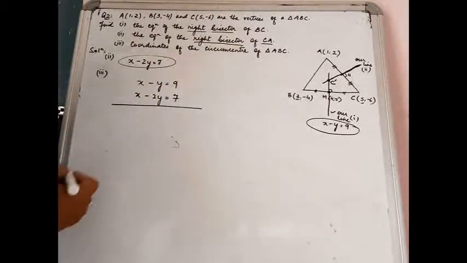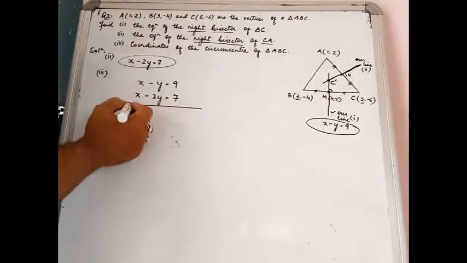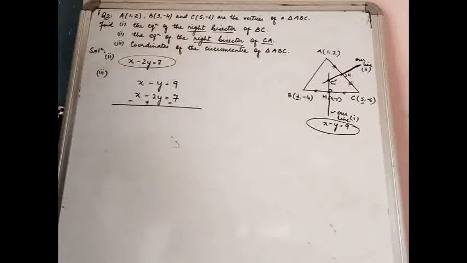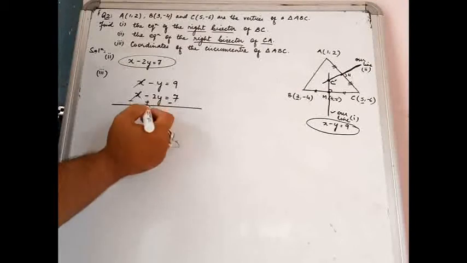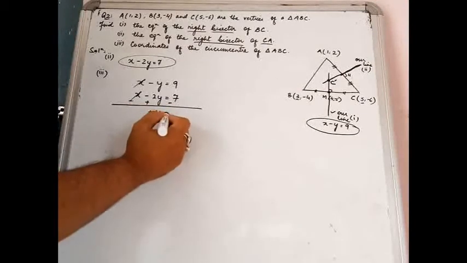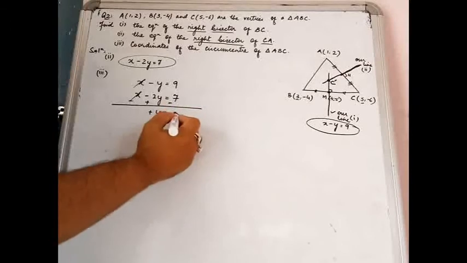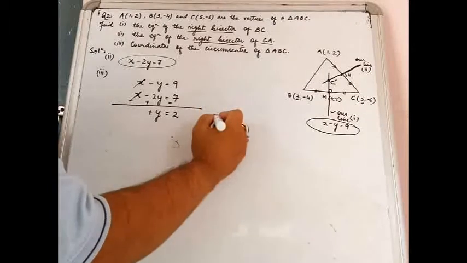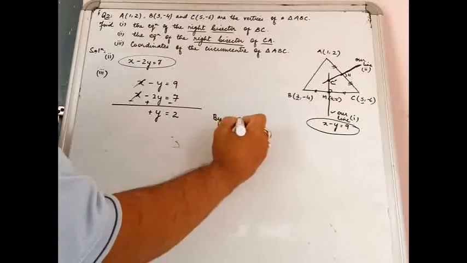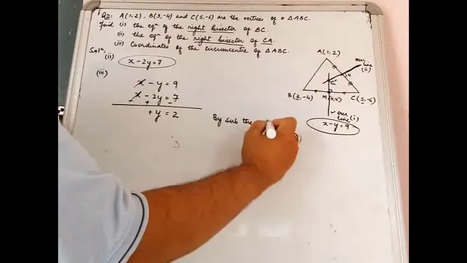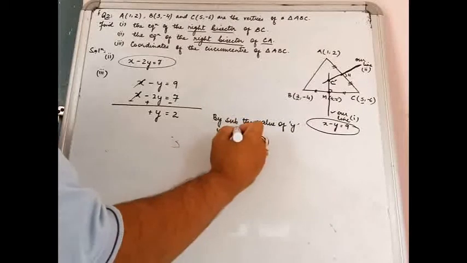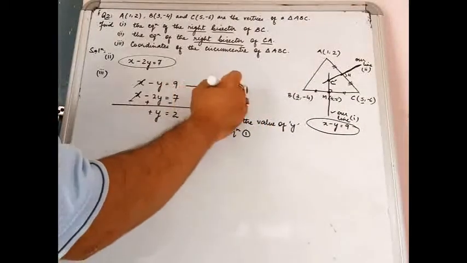So what do we have to do? We have to subtract, because x and x have the same signs. So subtracting, you have a minus here, a plus here, and a minus over here. X and minus x get cancelled. Minus y plus 2y will give you plus y, equal to 9 minus 7, which is 2. So the value of y comes out to be 2. Now substituting the value of y in equation 1, you can call this equation 1.